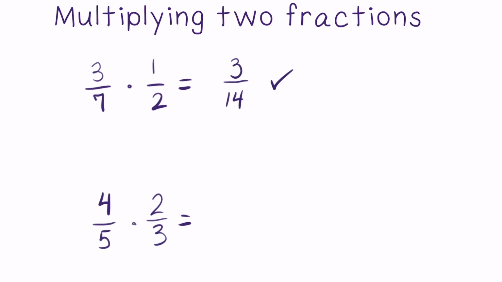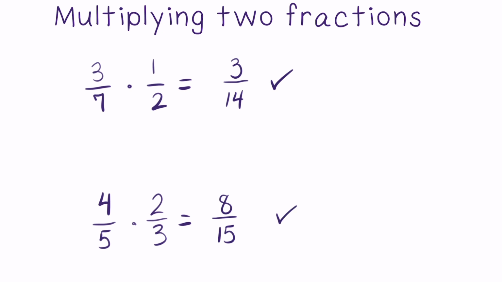Finally, below, 4/5 times 2/3. We can simply multiply the denominators. 5 times 3 equals 15. And multiply the numerators. 4 times 2 equals 8. 4/5 times 2/3 equals 8/15.